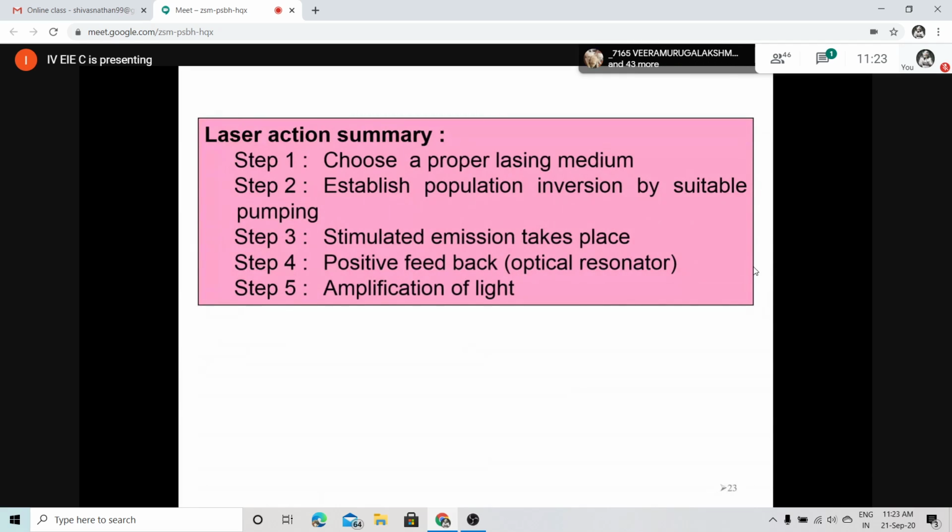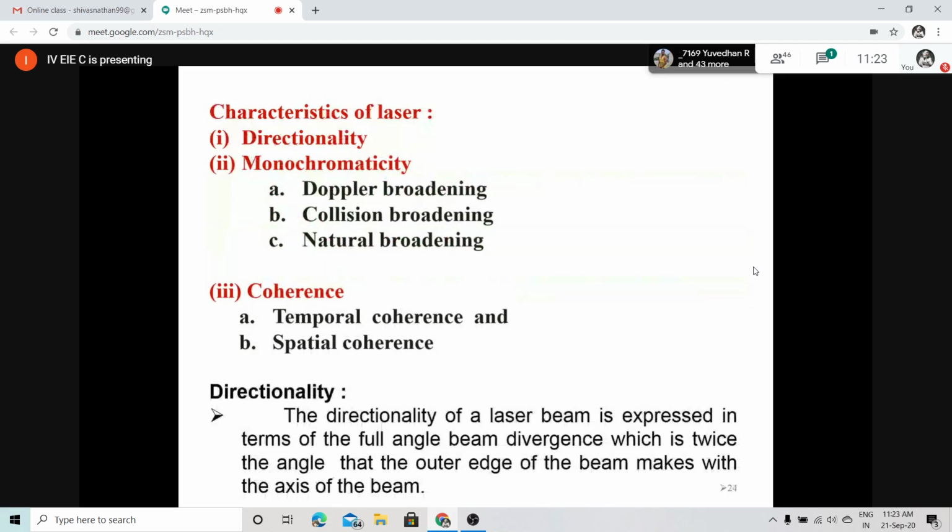So we know about the properties of laser briefly, right? So what are those? The first one is directionality and divergence. That is, directionality and divergence are correlated. Clear? And the second point is monochromaticity, the third is coherence, and the fourth one is going to be intensity and brightness. So these are all the things that we are going to study in detail in the characteristics of laser.